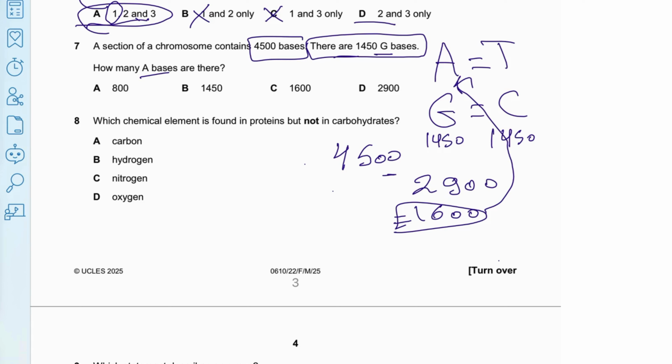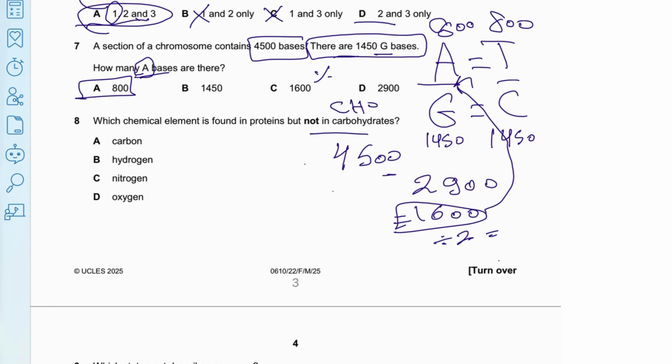So you divide this number by 2 to get the number of A and T. Each one is 800. The question says how many A bases are there? So it's 800. Do you get it? This is how you solve it. Sometimes it comes in percentage. Take care. Question 8. Which chemical element is found in proteins but not in carbohydrates?